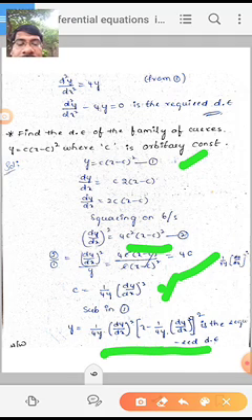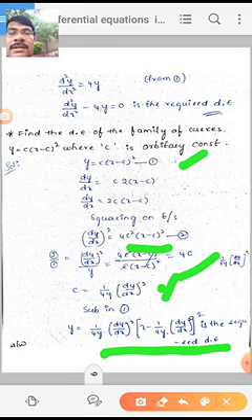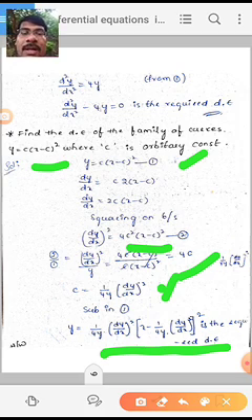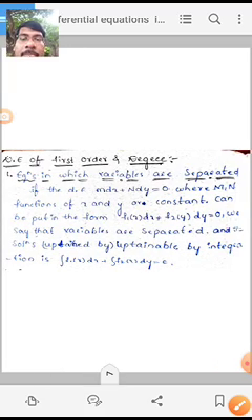Here the order of this differential equation is 1, because we have only one arbitrary constant. Differential equation of first order and first degree.